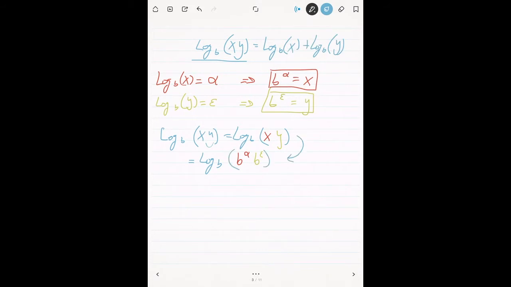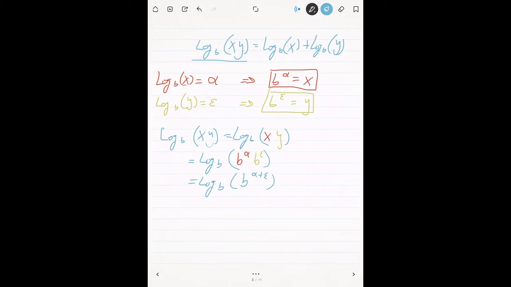So these two statements are exactly the same because I have what x and y are equal to. Nothing wrong with this. Let's now use the multiplication of like bases property. Remember, when we are multiplying the same base value, we can add their exponents. So log base b of b to the alpha power times b to the epsilon power is the same thing as b to the alpha plus epsilon power.